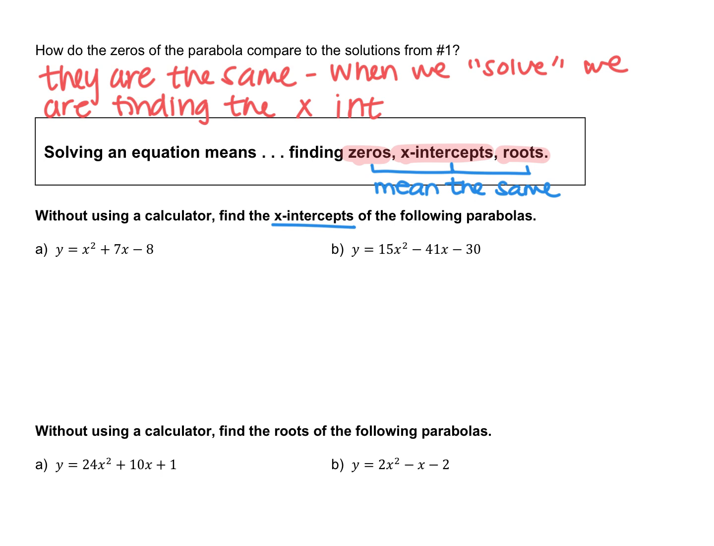So when we're solving, though, it doesn't tell me how to solve. So I could solve by factoring. I can solve by completing the square. I can solve by quadratic formula. Factoring is the easiest, so we always want to try to factor first.